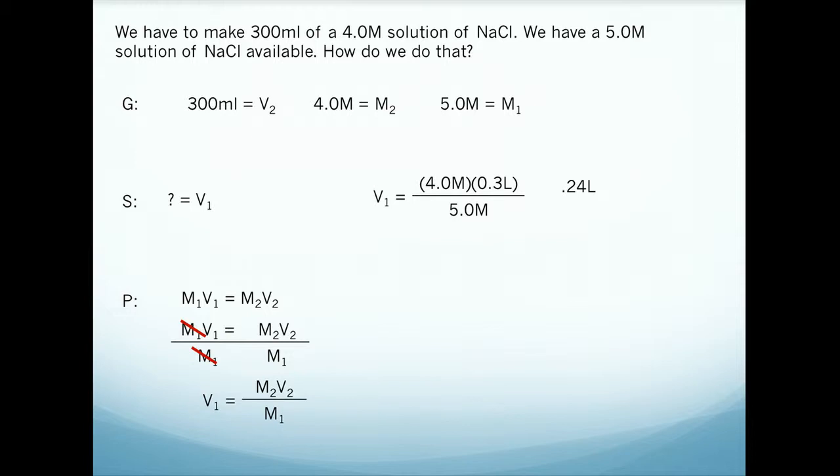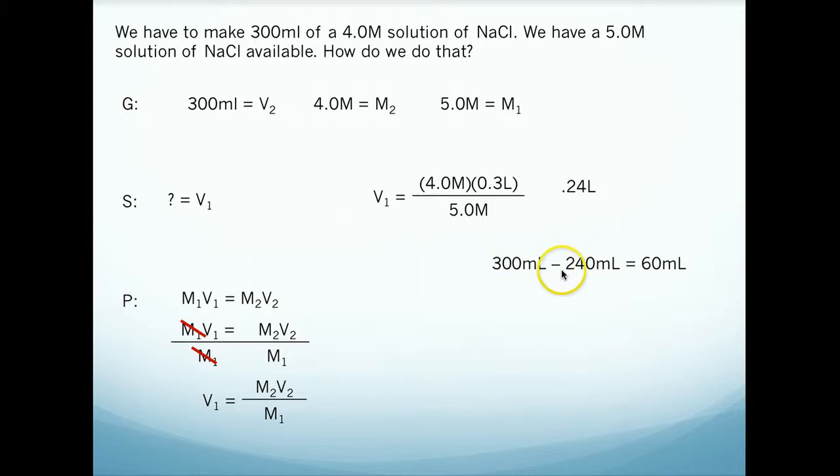Well, the question was, how do we do this dilution? Well, we have to keep in mind that our ending volume is going to be 300 milliliters. Now, 240 milliliters is what we're going to start with, but our ending volume is 300 milliliters. So what we're going to do is take a container. We're going to pour 240 milliliters in this container. But the ending volume needs to be 300 milliliters, so how much water are you going to add?